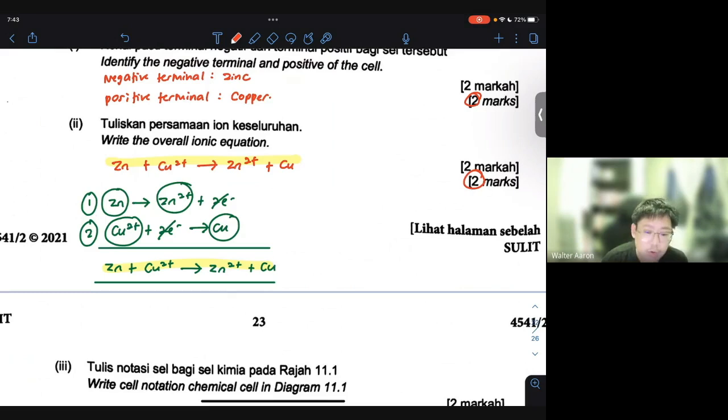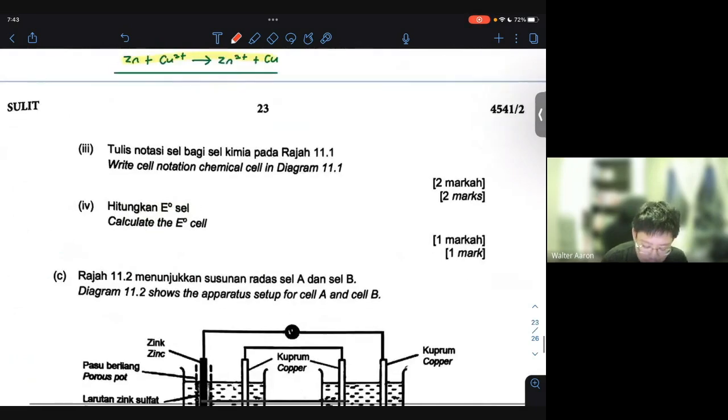Make sure your electrons are equal on both sides so that you can actually cancel them out. That's it. So once you're done with that, then it's already done, finished. All right, and then I ask you to write the cell notation for the chemical cell.